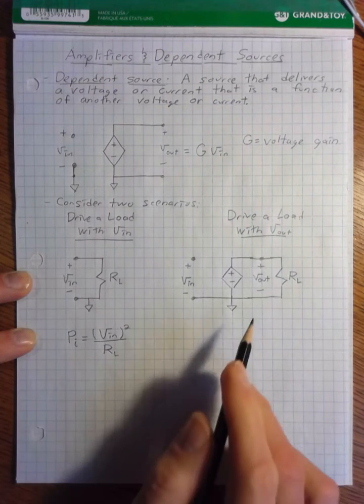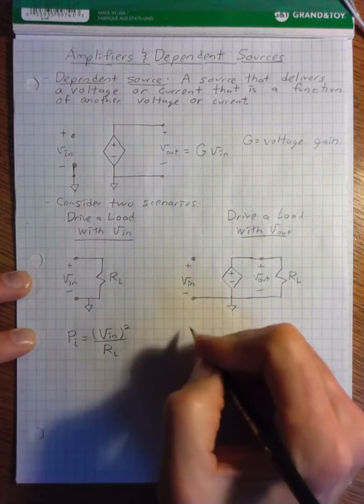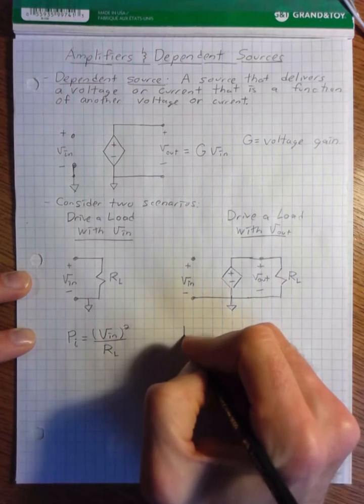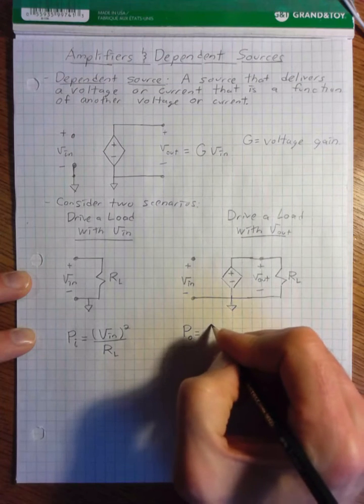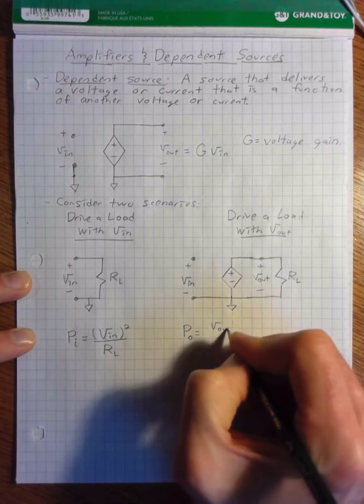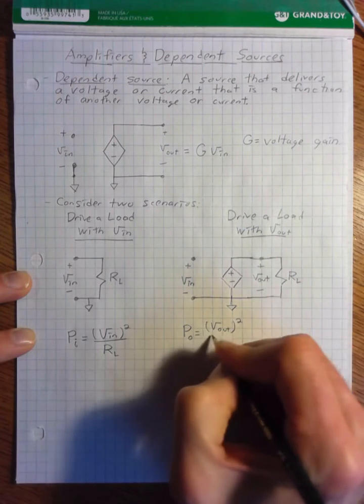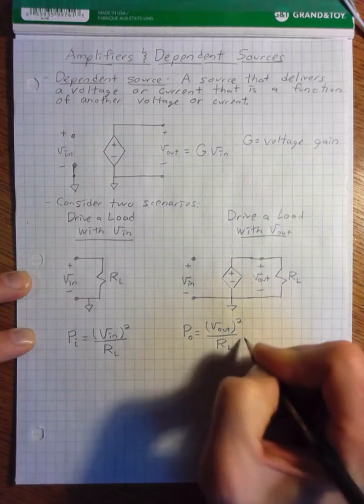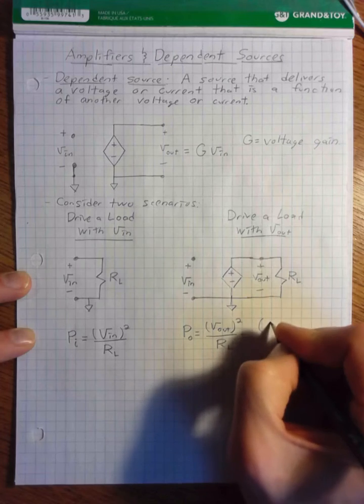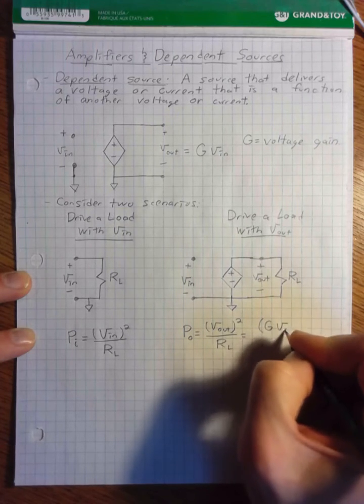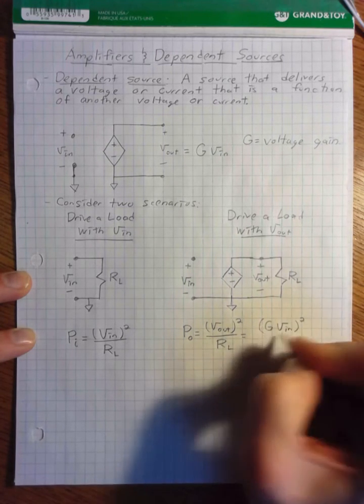Over here in the amplification scenario, the power that we deliver to our load, I'll call PO, is equal to V out squared over RL. But of course we know from up here that our output voltage is just equal to our voltage gain times our input voltage.